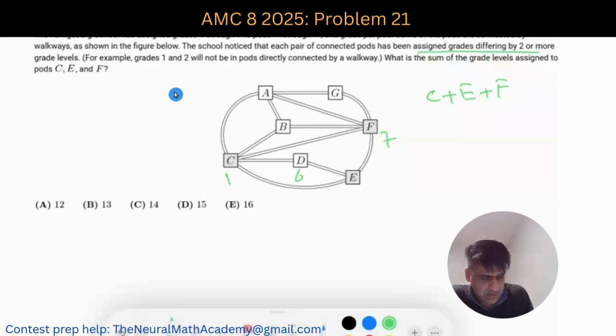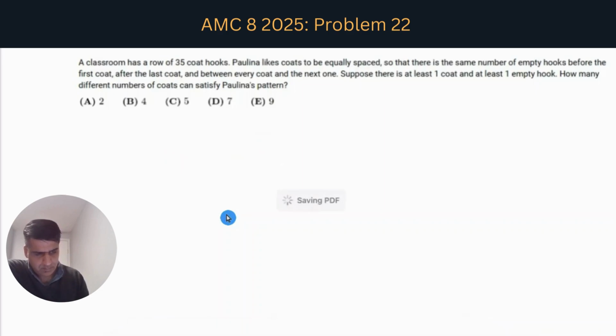If that is the case, then I can assign D a value of 6, and then I can assign G a value of 2. And now the choices that I have for A and B, they would be 5 and 3, and then I can assign now 4 to E. So now if I take the sum, that would be equal to 1 plus 4 plus 7, and the answer is 12. Let's look at the next problem now.